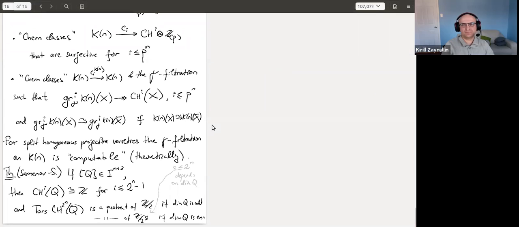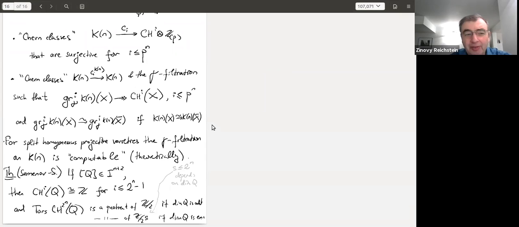More questions? So this, if I understood this last theorem correctly, you found some new torsion classes in the Chow ring of a quadric. Is there a way of saying what it is actually geometrically?